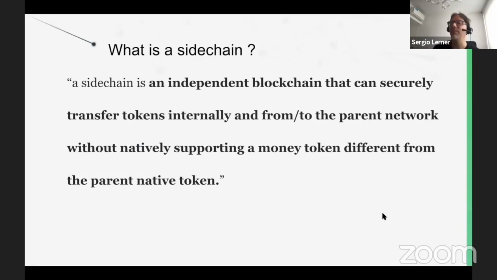A sidechain is an independent blockchain. So it has its own blocks, its own mining mechanism that can securely transfer tokens internally and from and to the parent network, which in the case of Rootstock is Bitcoin. So it needs to be able to transfer Bitcoins from and to the sidechain without natively supporting a money token different from the parent native token. So this is the definition of a sidechain. You don't get to create a new token for paying transaction fees. You have to use the Bitcoin token, right? That makes a sidechain a very special beast in this ecosystem.